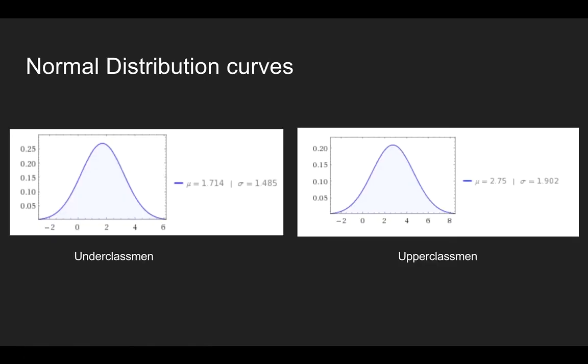So here are our normal distribution curves. This is the underclassmen one. The mean was 1.714, so you can see the middle is right about here, right behind the 2, where 1.714 is. Standard deviation is 1.485. For the upperclassmen, the mean is 2.75. So you can see it's a little behind the 3, sorry, where 2.75 is. Standard deviation is 1.902.